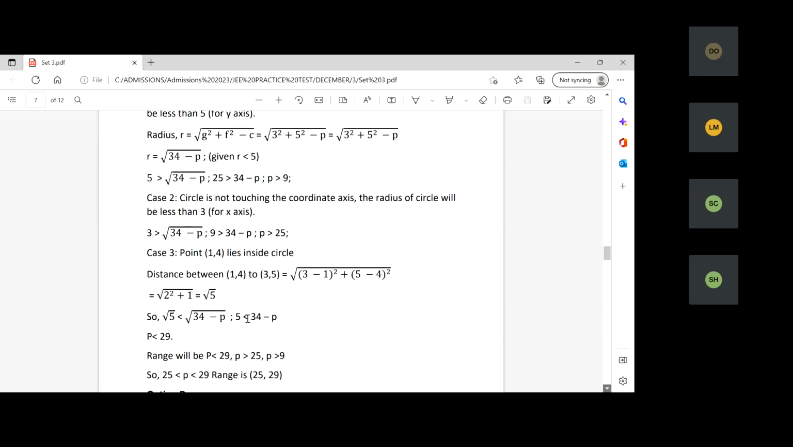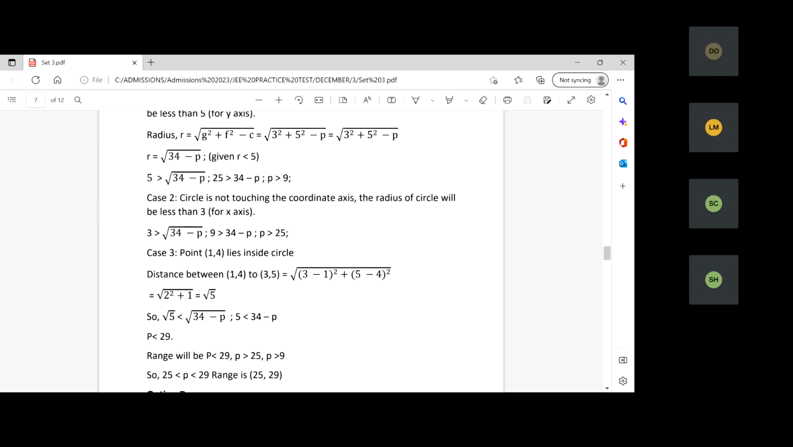So here you can have 5 is less than 34 minus p. So here 34 and 5, you'll have the value 29. So you got the values as greater than 25, and you got the values less than 29. So how will the range be? It will be from 25 to 29. It will be 25 less than p less than 29. From 25 to 29, that will be the range.